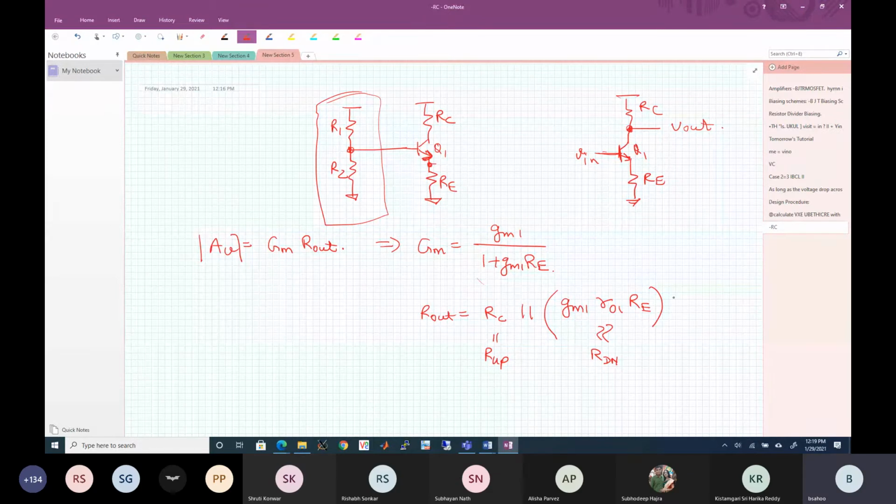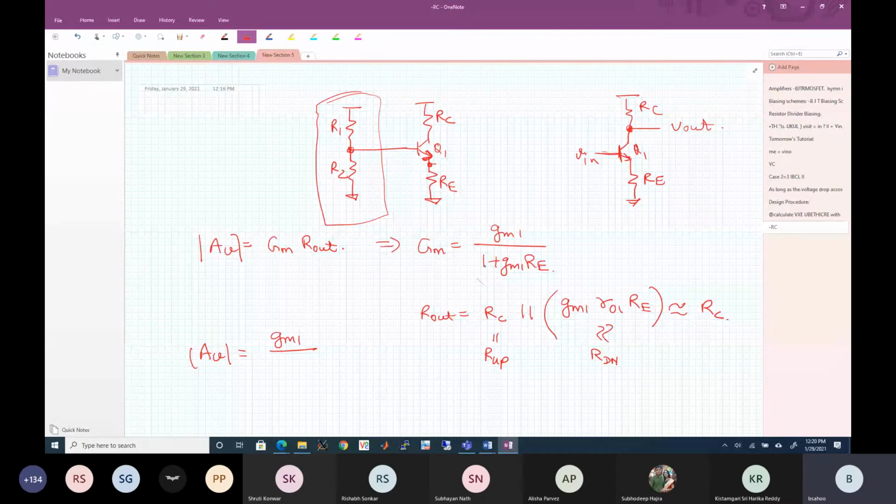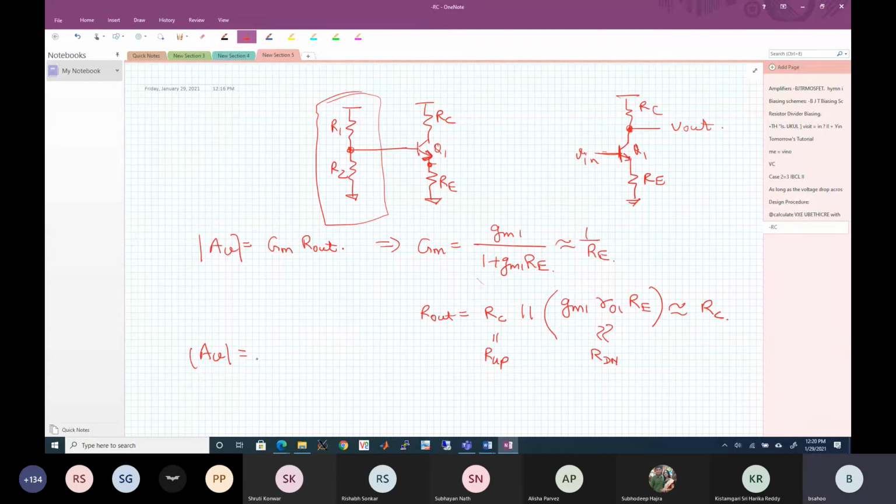Okay, something happened. Can you hear me now? Yes, sir. Okay. So this number R down will be much greater than RC. RC will be 1 kilo ohm probably in the lab. So this will turn out to be RC. So what is the gain then? The absolute value of the voltage gain equals GM1, and GM1 RE will be much greater than 1. Typically this will be 10 or 20 and this is 1. So this will be roughly equal to RE. So your gain will therefore be given by RC by RE.